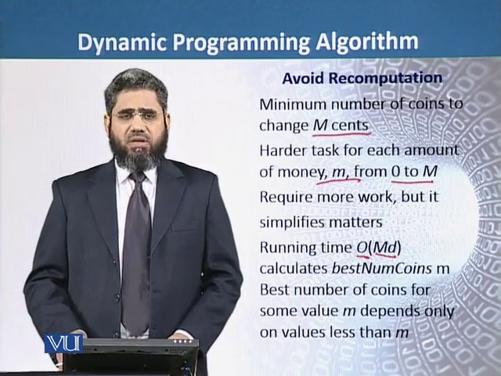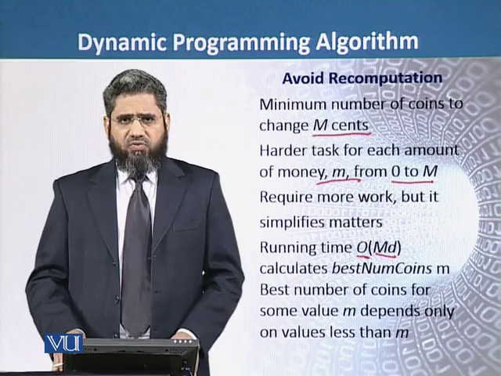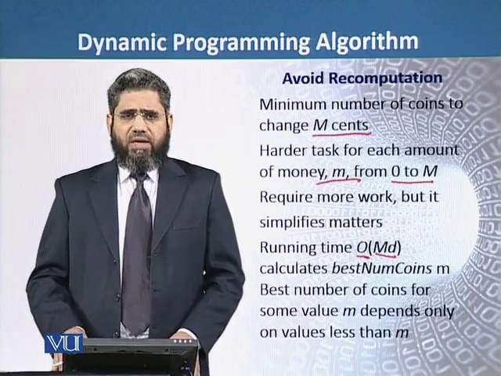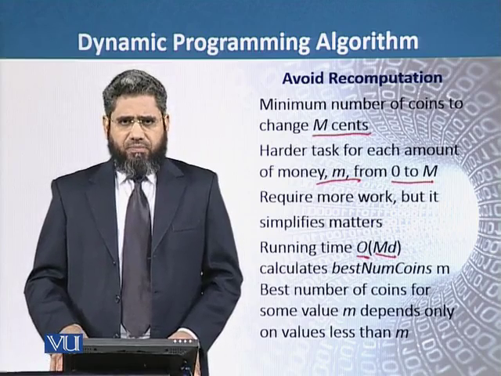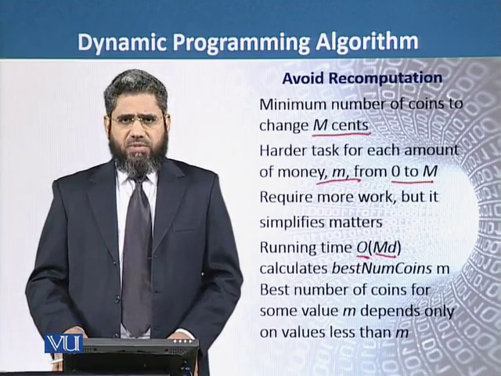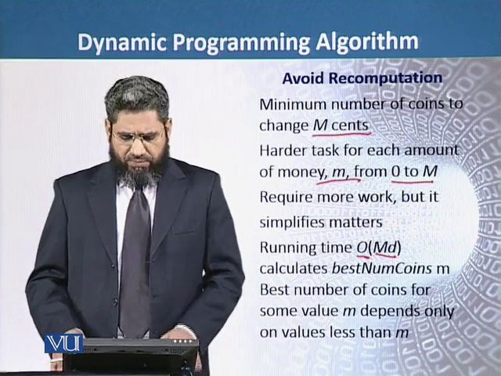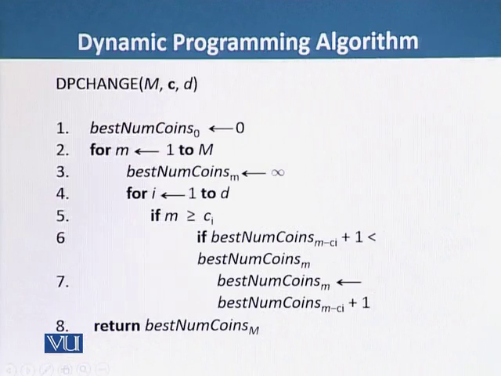And we know that the best number of coins we can calculate for a given value of m is much better when we take the value which is less than m. Now we will see the dynamic programming change algorithm, DP change, with the same parameters. M is the change we want to return, c is the coins, and d is the denomination. The first step is we assign the value 0 to best number of coins.